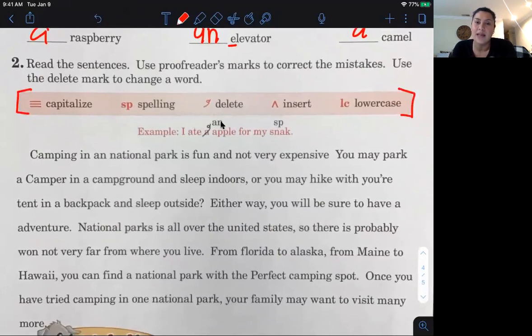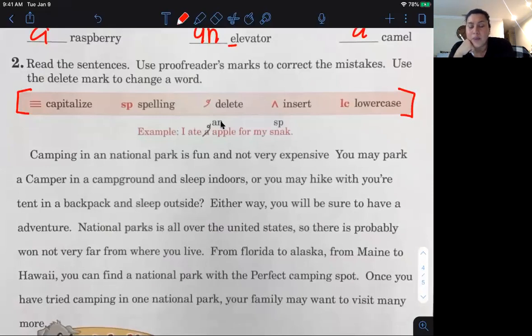So capitalize, 3 lines underneath. If it's spelling, you'll just write spelling over it, if it's misspelled. If you need to delete, because sometimes we write an extra word because we're not paying attention and we're just going so fast, you just delete the word with that little loop-de-loop. If you need to insert something like punctuation or a word or a letter, you do that little caret, which looks like an arrow kind of. And then LC is for lowercase. You would cross it out and then put LC on the top.